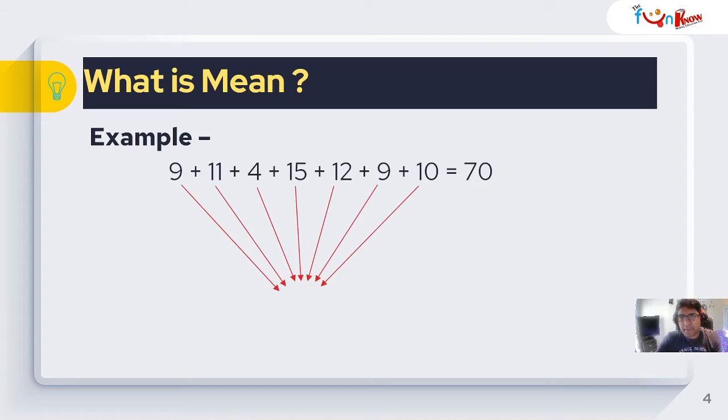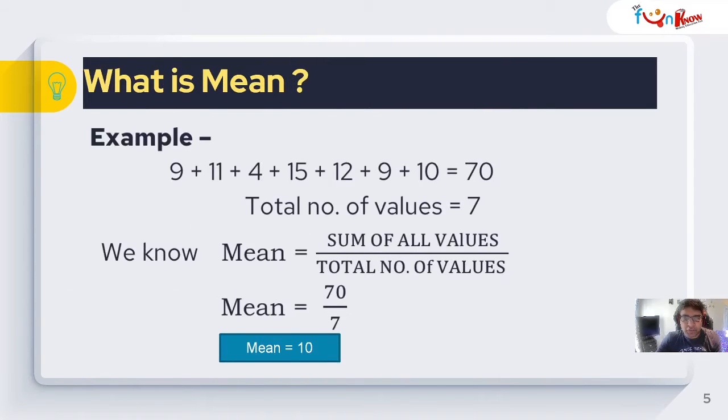Then what do we do? In order to calculate the mean, we need to find out how many total number of items there were. So in this case, there are 7. In this data set, there are 7 data points or numbers. So now we know the sum, and we know the total number of values. So the mean equals the sum of all values, which is 70, divided by the total number of values, which is 7. So the answer is 10. Okay. Now did you get it?